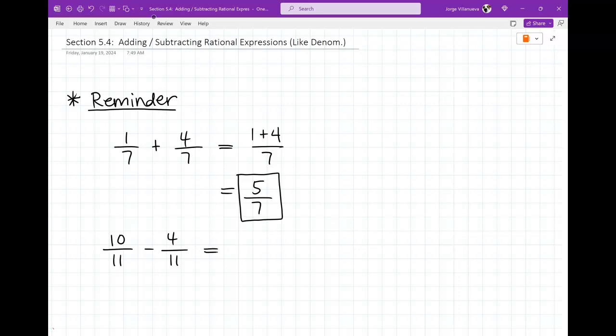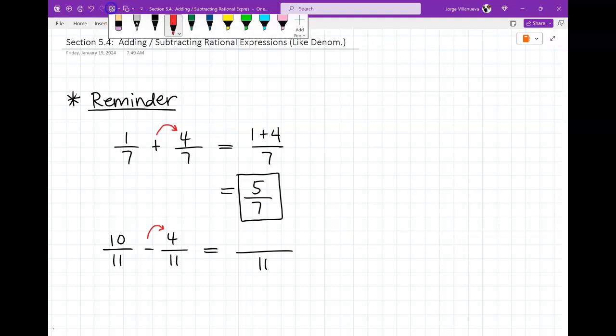Again, notice how the denominators are identical. If the denominators match, then it doesn't change. So I'm still going to put 11 right there. So what we're going to do right now is just get the numerators and write them out on top. Now, you're going to notice that whenever there's a minus or even a plus, you're supposed to distribute that into the other numbers that are behind it. So this is going to become 10 minus 4.